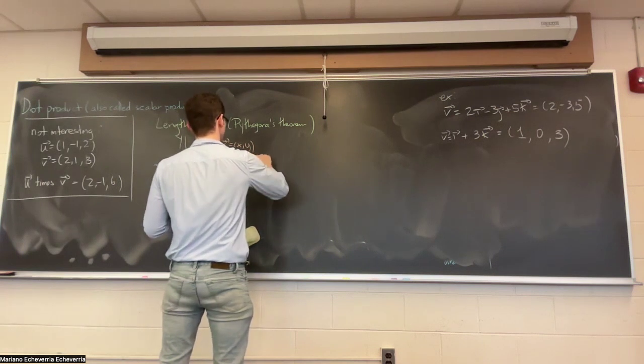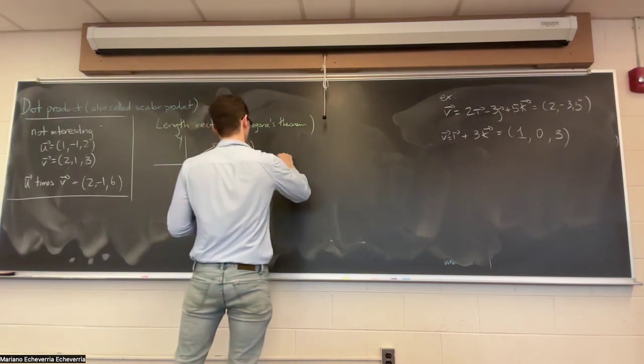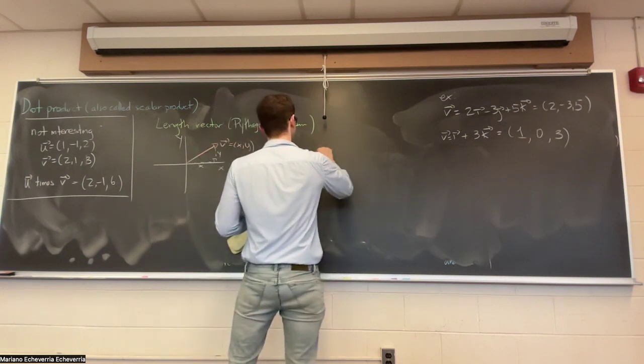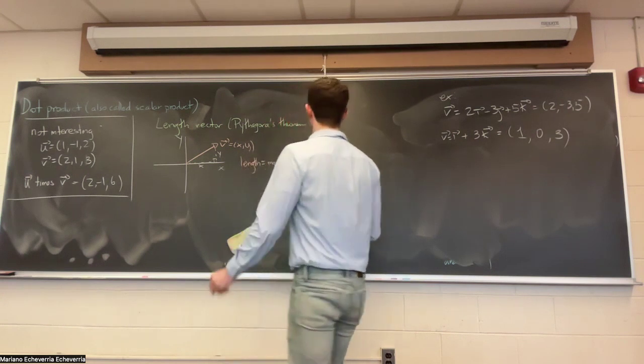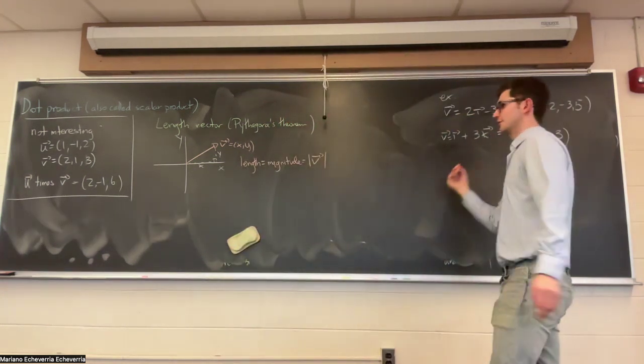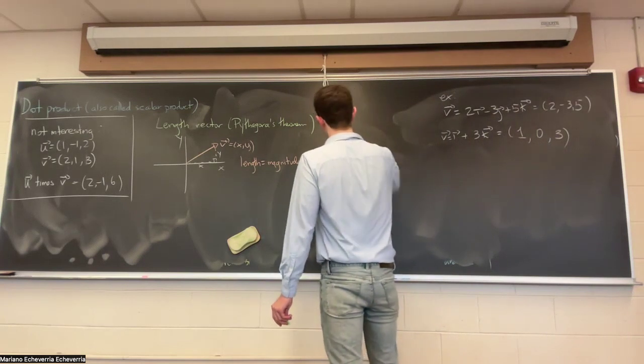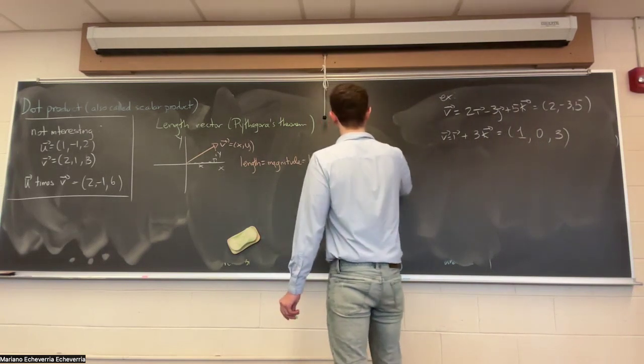which last time I told you was also called the magnitude, gets written with a notation that is like absolute value notation. So you would write absolute value of v. It's just the square root of x squared plus y squared. Okay.